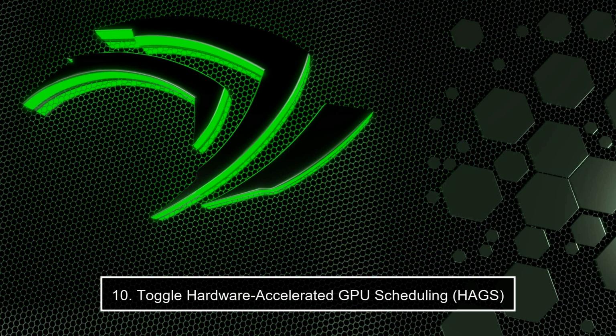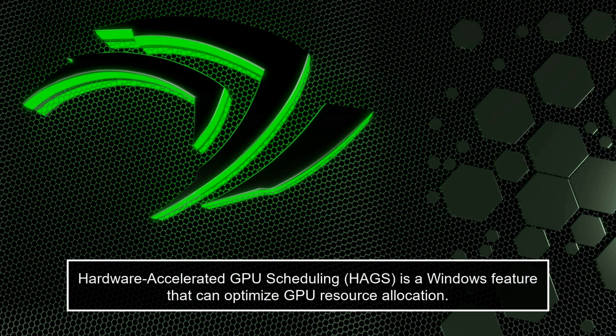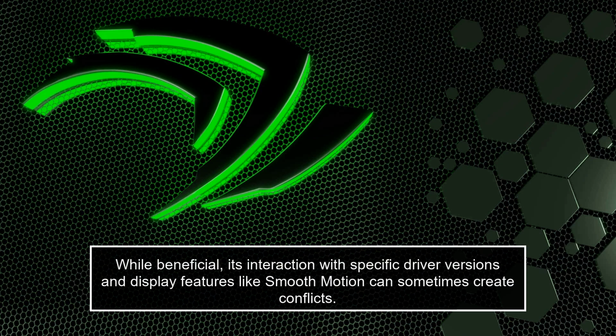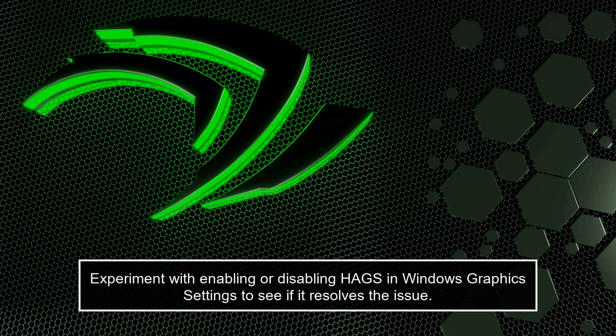10. Toggle Hardware-Accelerated GPU Scheduling, HAGS. Hardware-Accelerated GPU Scheduling, HAGS, is a Windows feature that can optimize GPU resource allocation. While beneficial, its interaction with specific driver versions and display features like Smooth Motion can sometimes create conflicts. Experiment with enabling or disabling HAGS in Windows graphics settings to see if it resolves the issue.